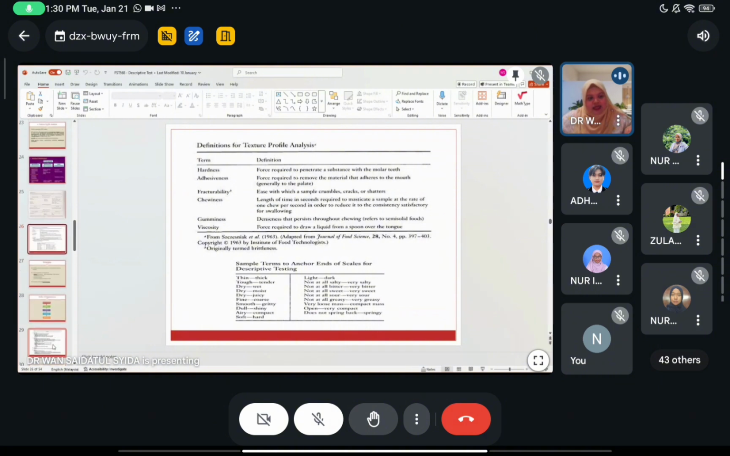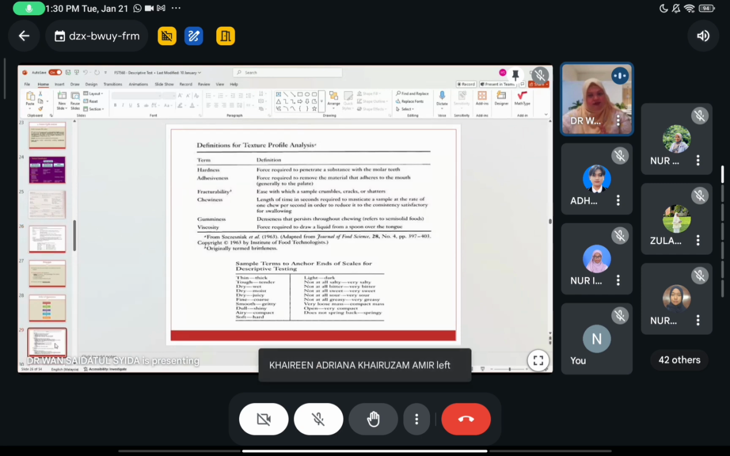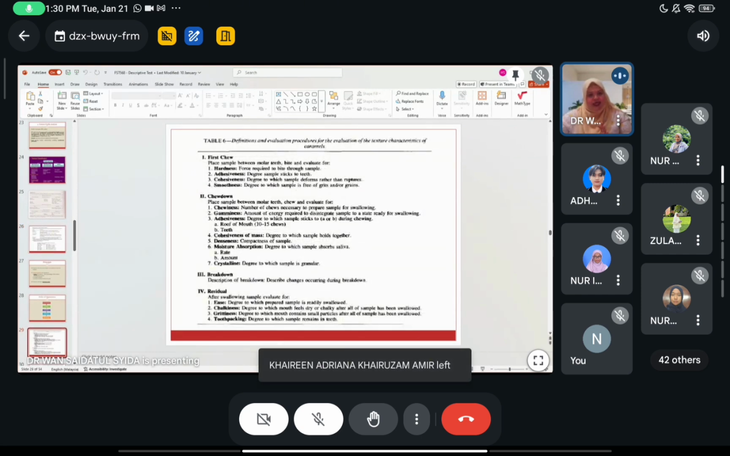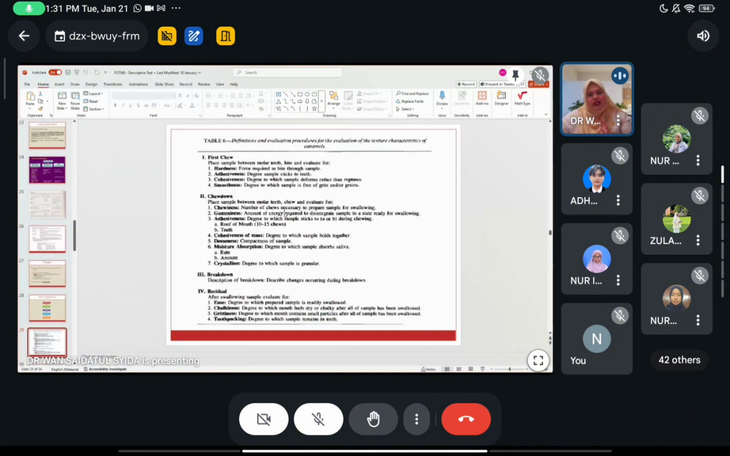In texture profile, the most important is order of appearance. So you have five order. However, this is actually the general order: prior to mastication, first bite, first chew down, residual. If you go to the examples, match the example with the order of appearance. How to do it?